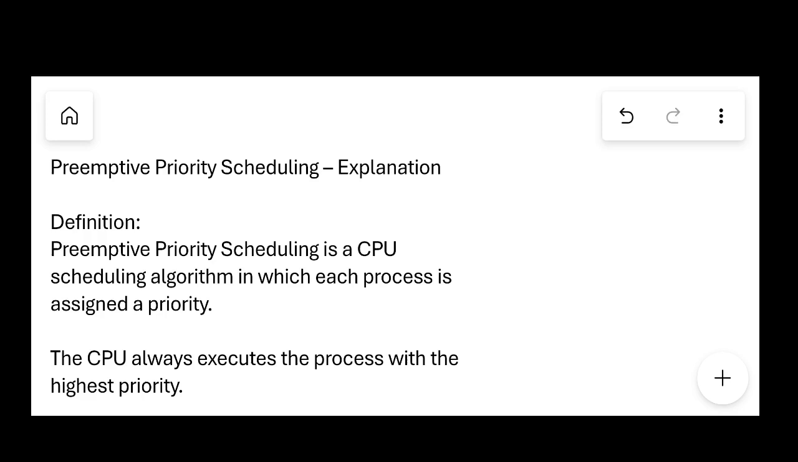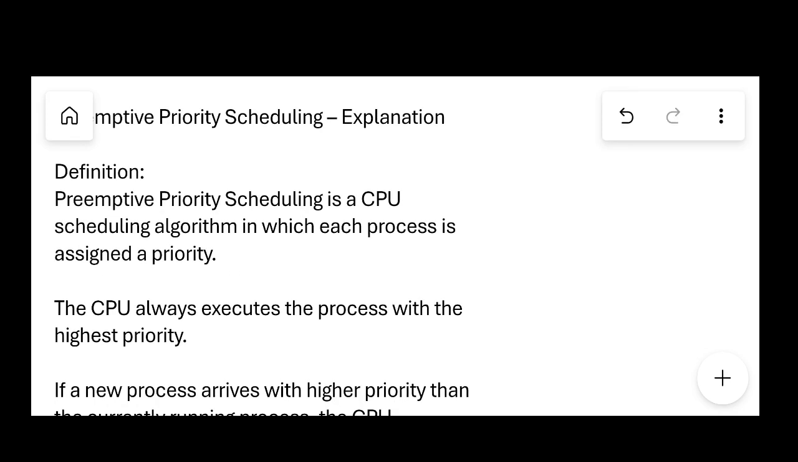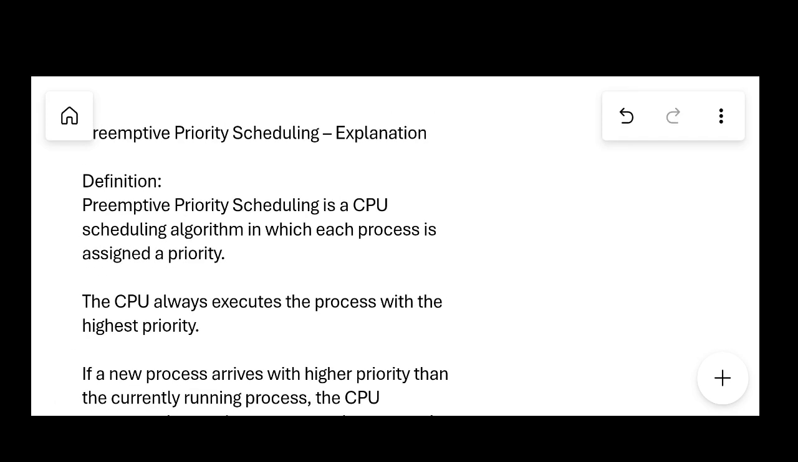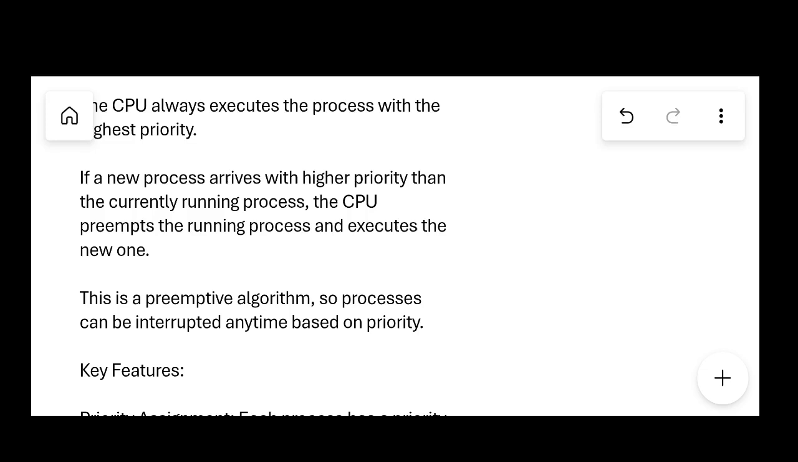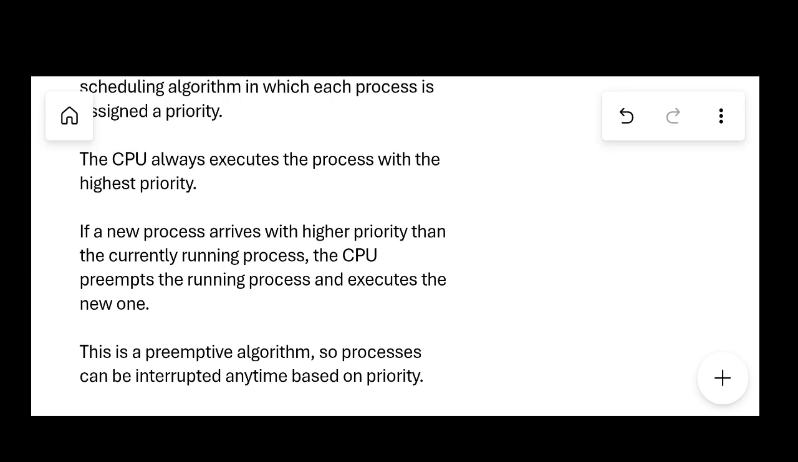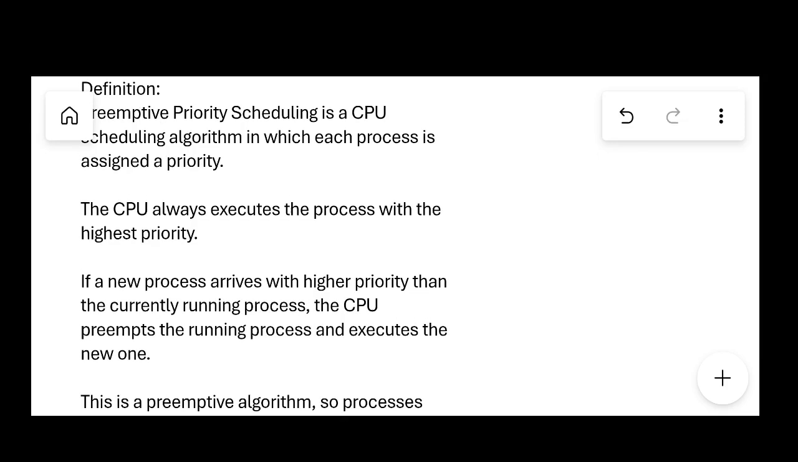Definition. Preemptive priority scheduling is a CPU scheduling algorithm in which each process is assigned a priority. So the CPU always executes the process with the highest priority. If a new process arrives with higher priority than the currently running process, the CPU preempts the running process and executes the new one. This is a preemptive algorithm, so processes can be interrupted anytime based on priority.